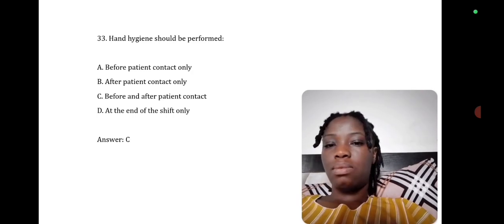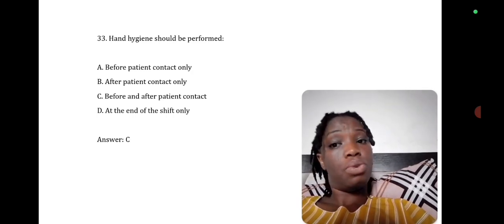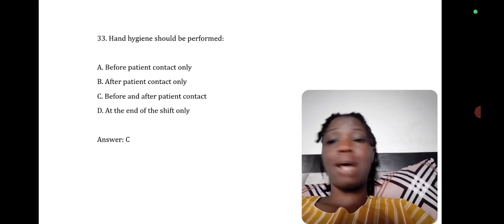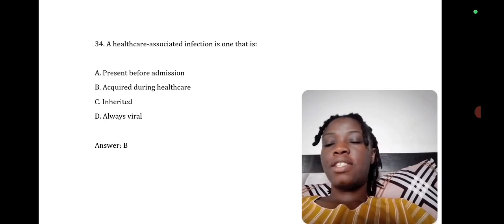Before and after contact of a patient. Before you do any procedure, you must wash your hand. After, you must wash your hand. So the answer is C. Before and after contact with patients.